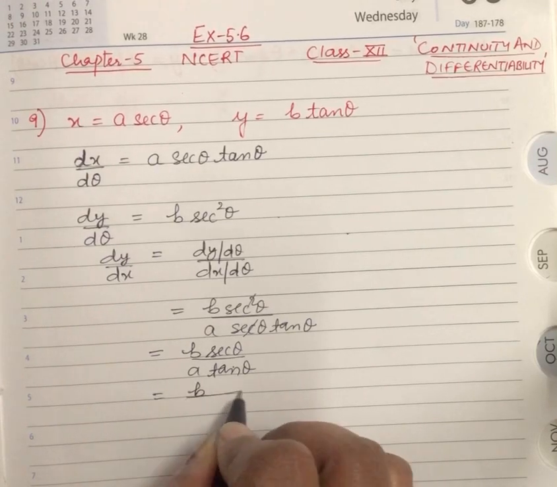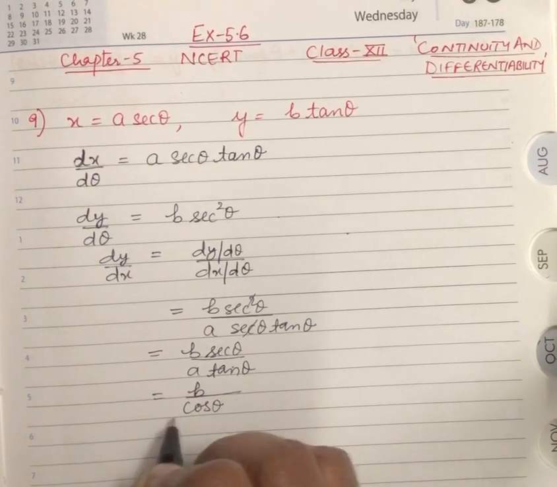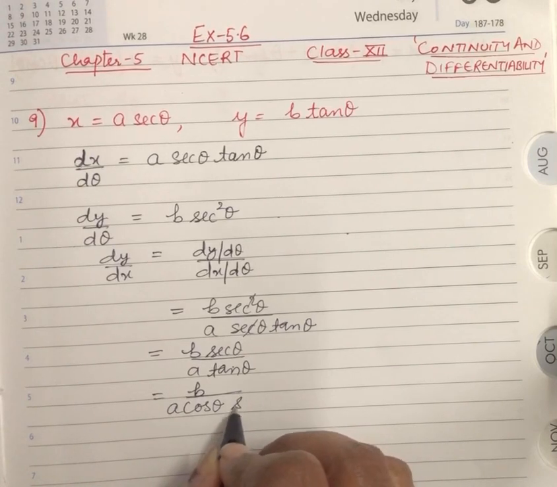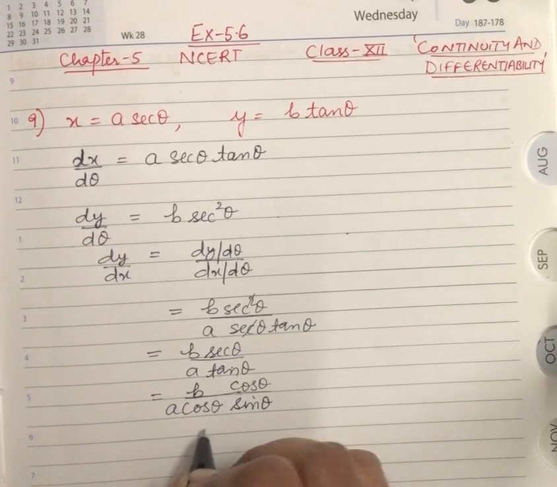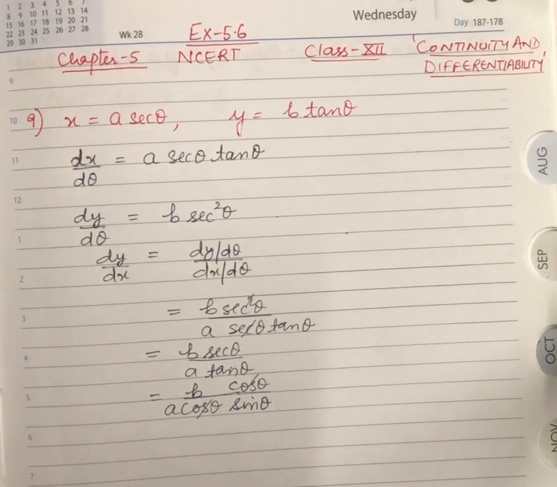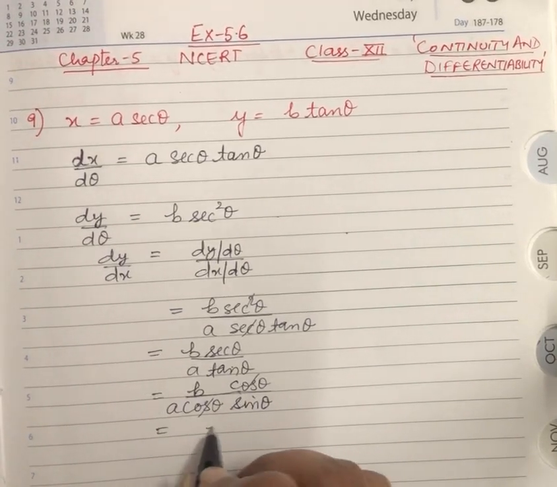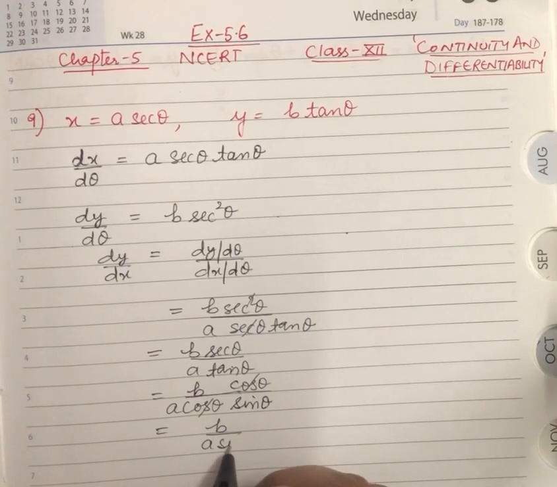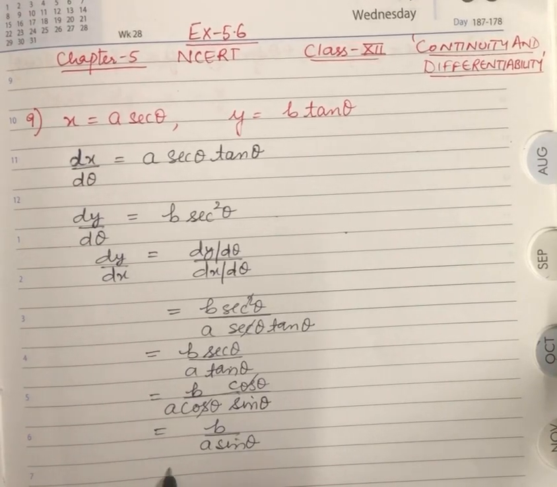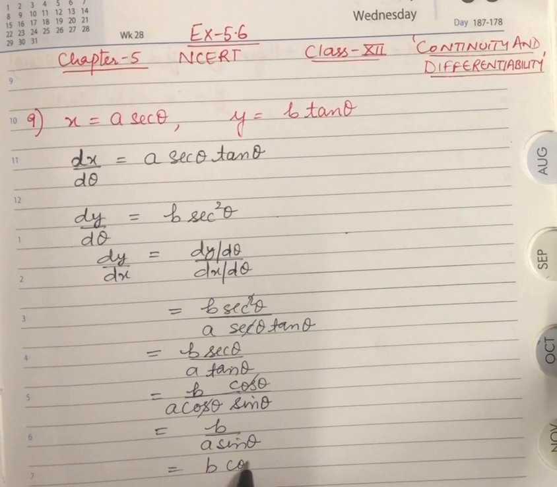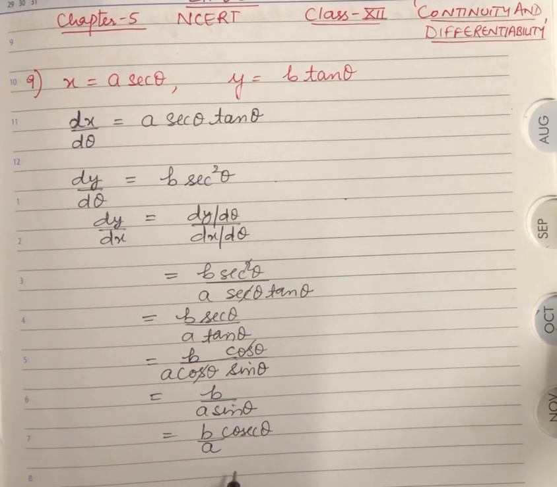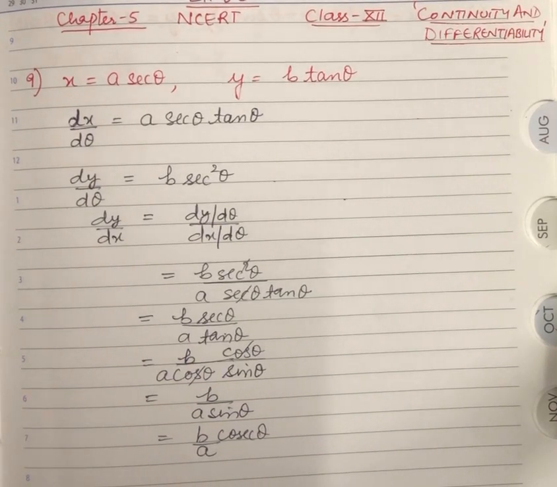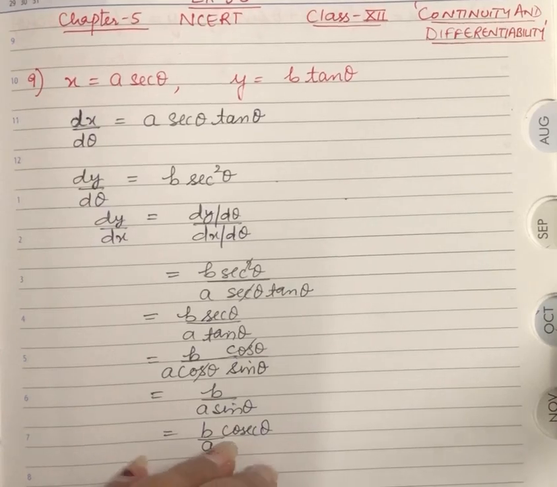Secant theta can be written as 1 by cos theta and tan theta is sin theta by cos theta. So cos theta goes upwards, and cos and cos cancel out. So we are left with b upon a sin theta, which can be written as b cosec theta upon a. So this is the required value of dy by dx. So this is the 9th question. Now look at the 10th question.